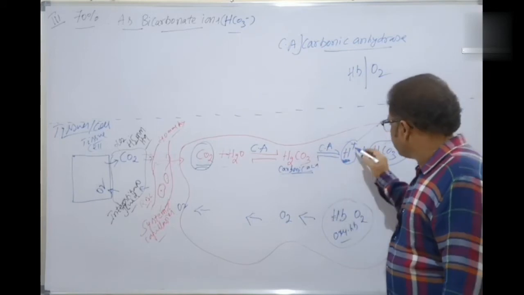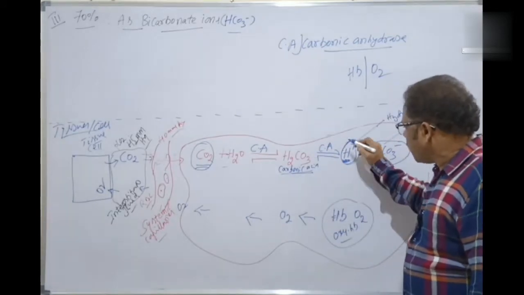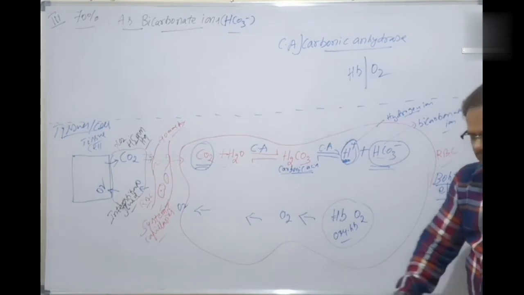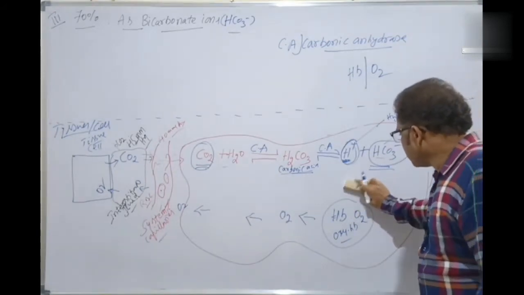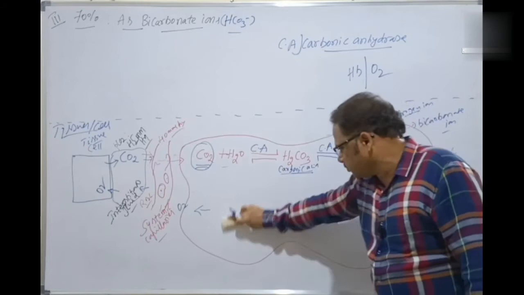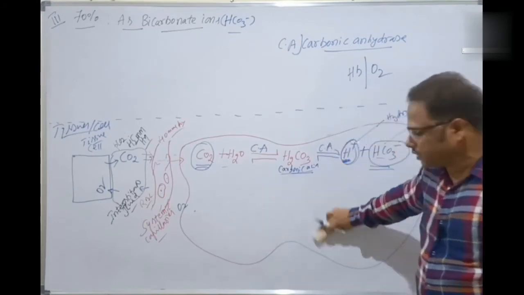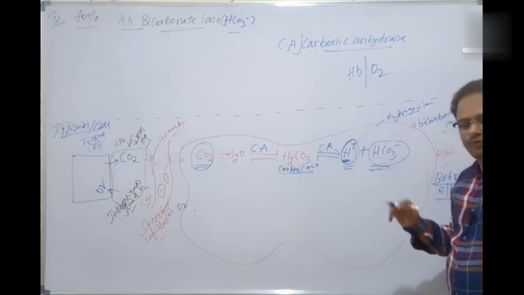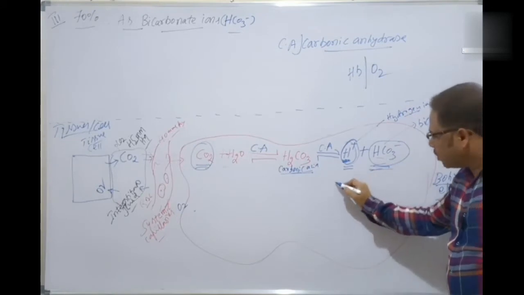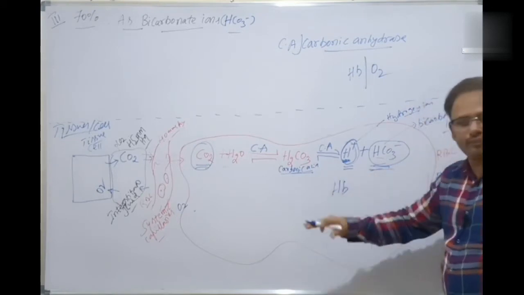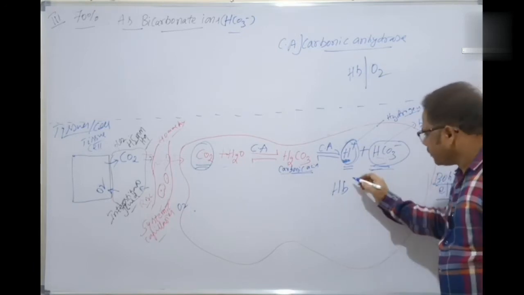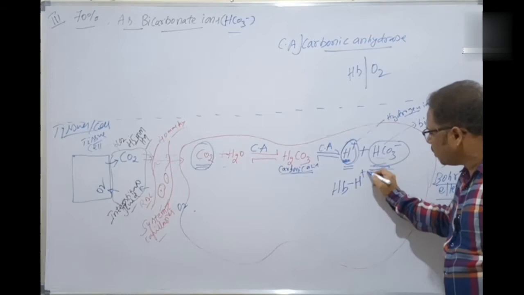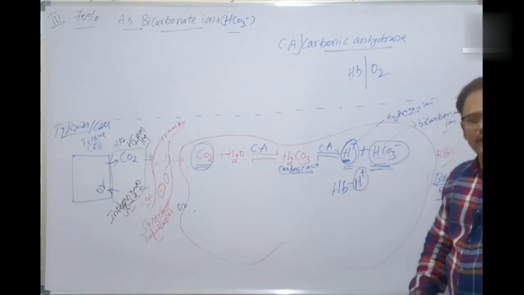Now I told you that hydrogen ions are formed and bicarbonate ions are formed. Okay, students, to explain further, hydrogen ions are formed and bicarbonate ions are formed. And I told you that hemoglobin is there here. Hemoglobin is now free because oxygen is released, isn't it? So hemoglobin now binds with the hydrogen ions.